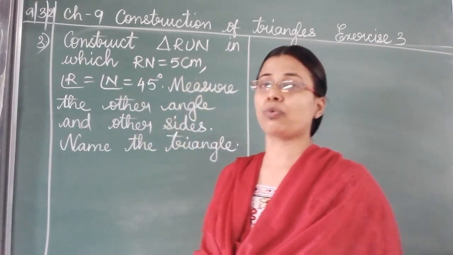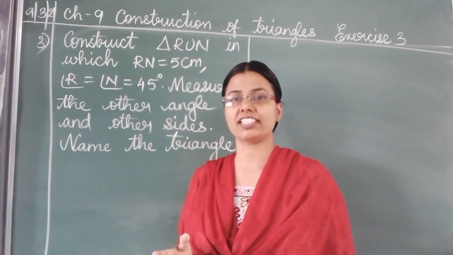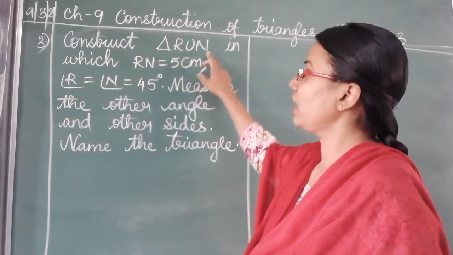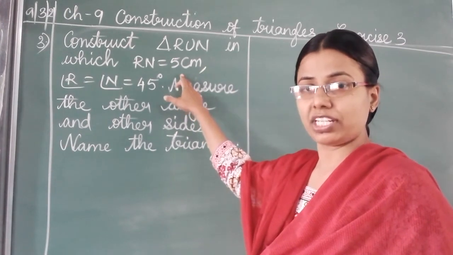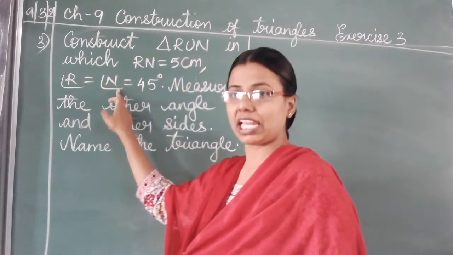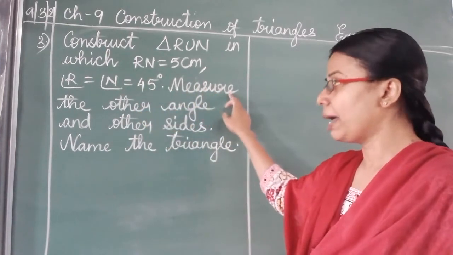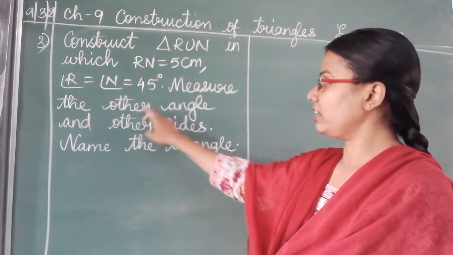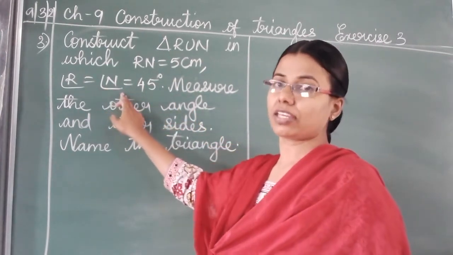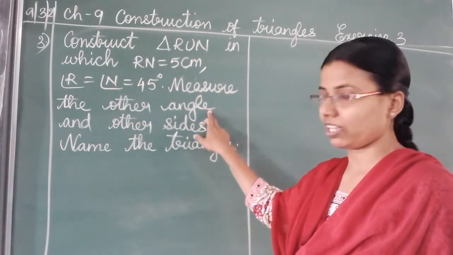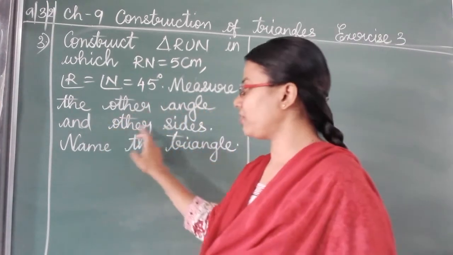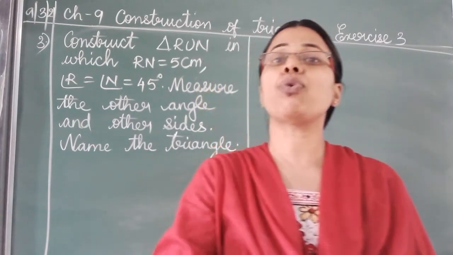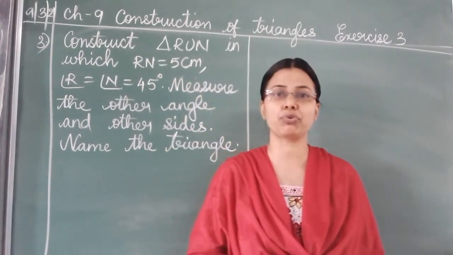So let's read the question which is given in exercise 3, third problem. Construct triangle RUN in which RN is equal to 5 centimeters, angle R is equal to angle N is equal to 45 degrees. Measure the other angle and the other sides. Other angle, because already 2 angles are given, only 1 angle is not given, that angle we have to measure, and other sides. Name the triangle. This is the question given. So what is the first step that we have to do, children?